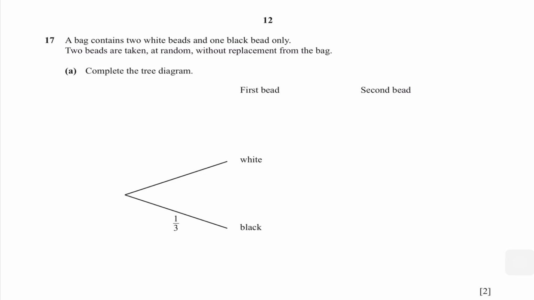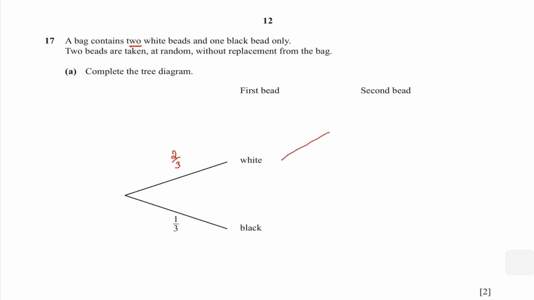Now we have question number 17, which is related to probability. It says a bag contains 2 white beads and 1 black bead only. 2 beads are taken at random without replacement from the bag. Complete the tree diagram. So we have 2 white and 1 black. The probability of white becomes 2 upon 3 and the probability of black is 1 upon 3, which is something we already know.